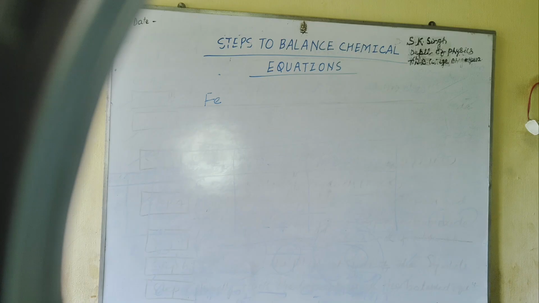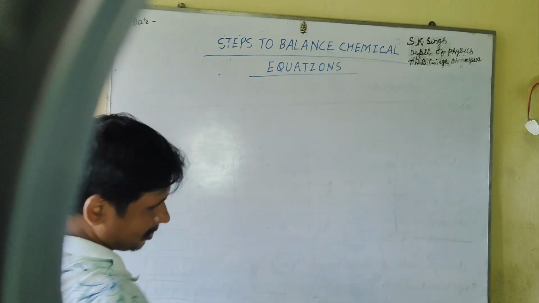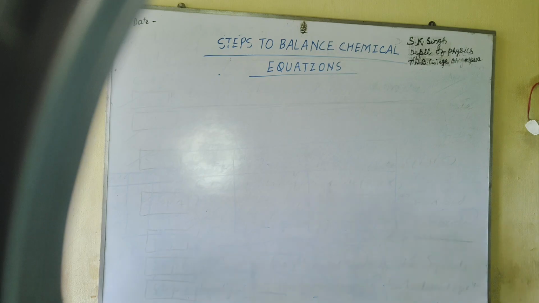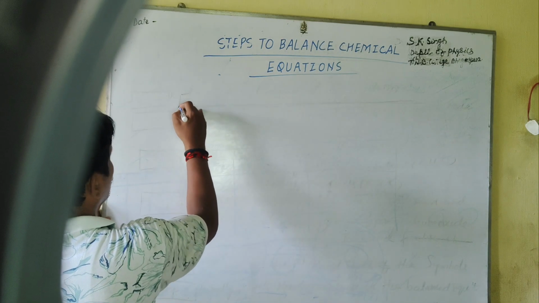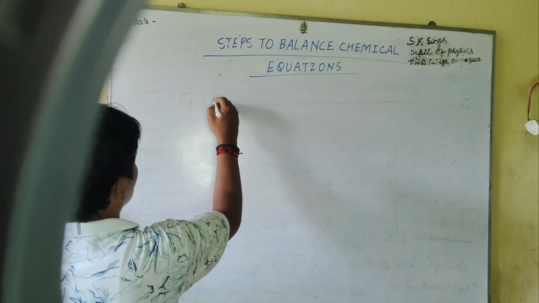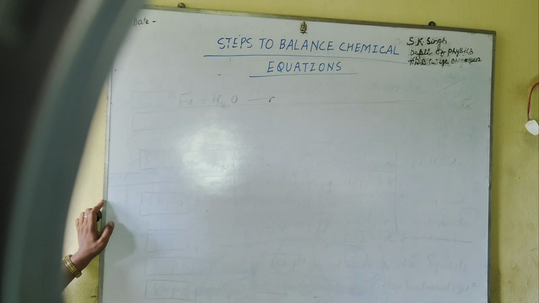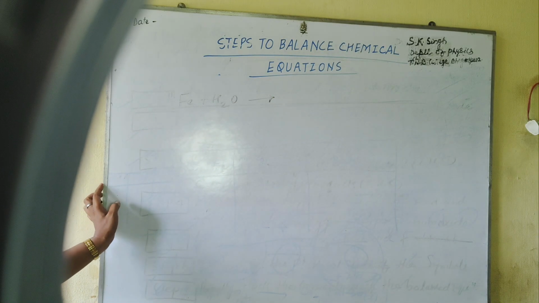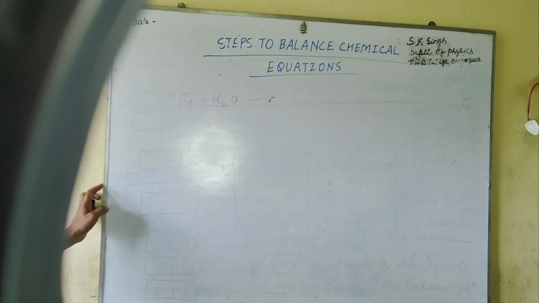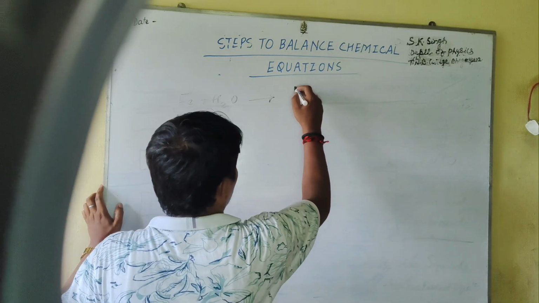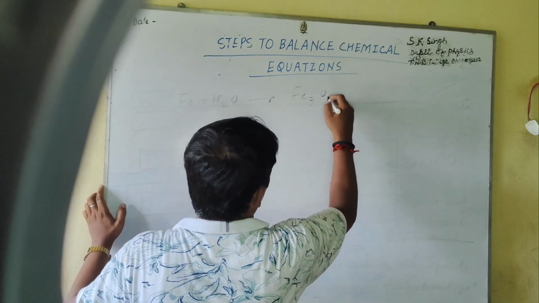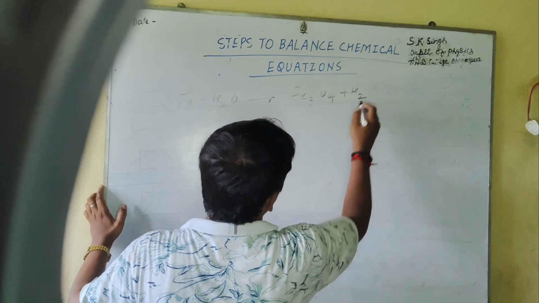Write here Fe plus H2O. You write the balanced equation, Fe3O4 plus H2. How can you balance?